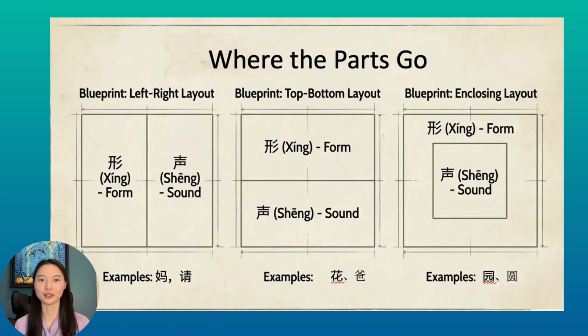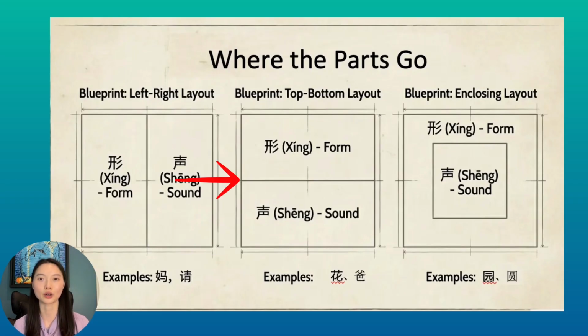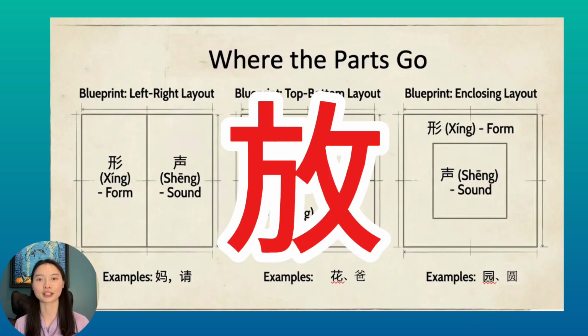One more thing to know: the 2 components don't always sit left and right. Left-right is the most common layout. 清 qing, meaning on the left, sound on the right, but there's also top-down. 花 flowers, the grass radical on the top, sound below. 爸 dad, father on top, 巴 gives the sound below. And then, in closing, 园 garden. The border is the meaning, the sound sits inside. Same with 圆 round. And remember fang from the fang family, its sound component was on the left.